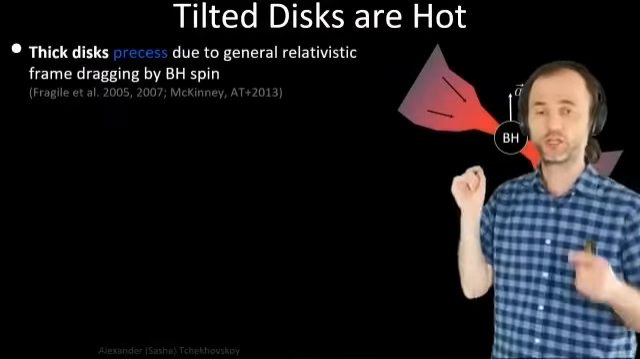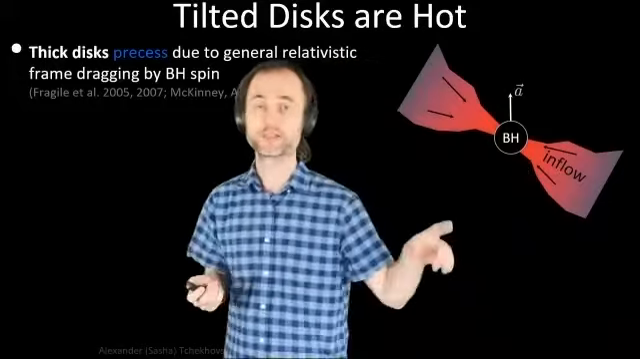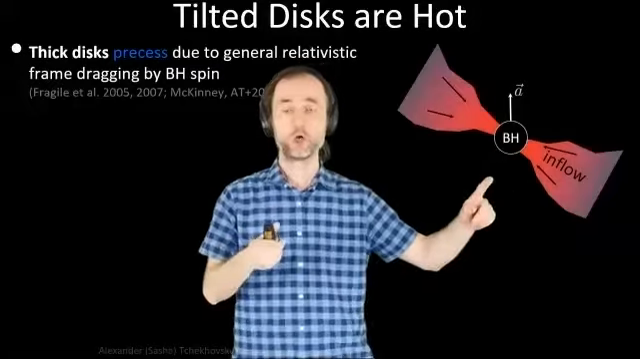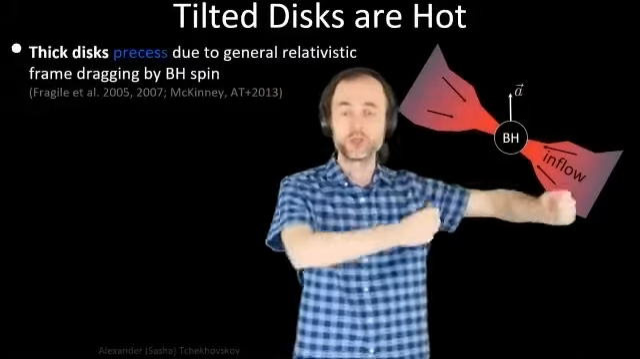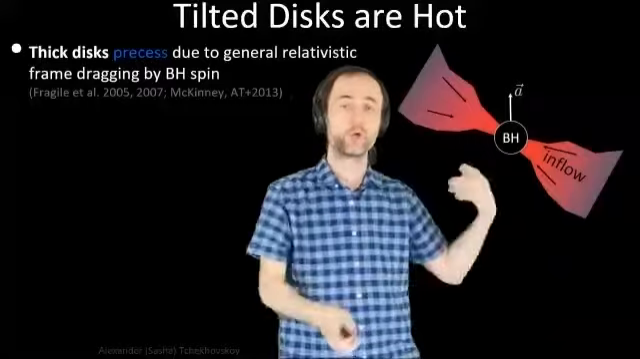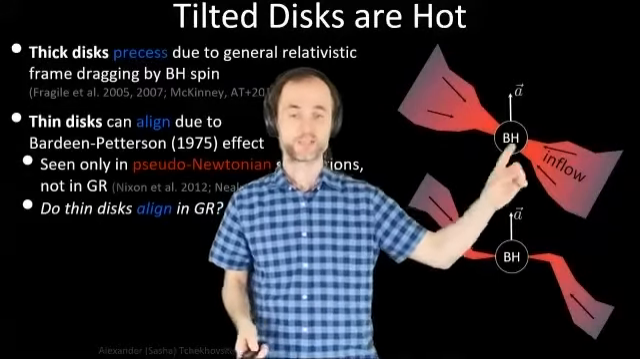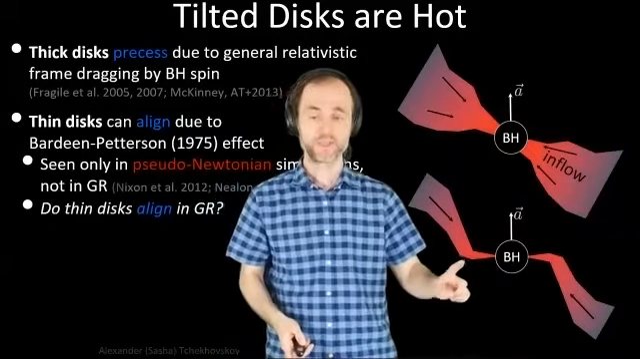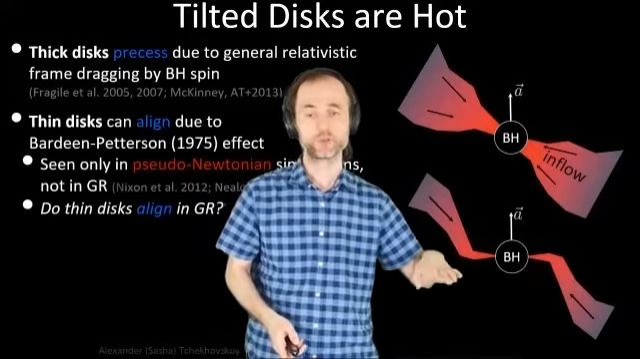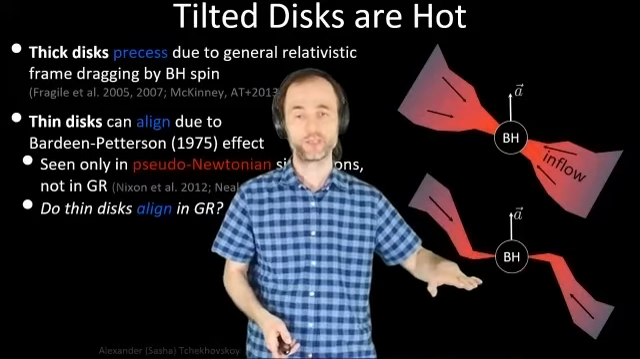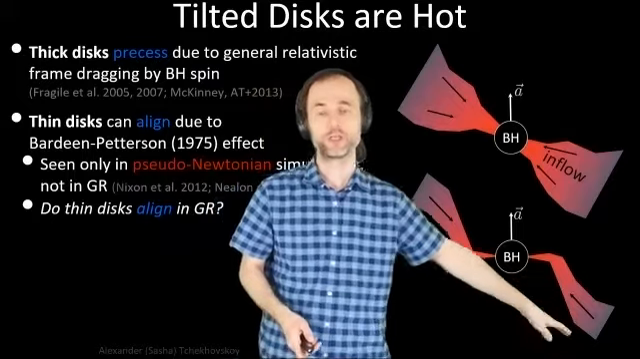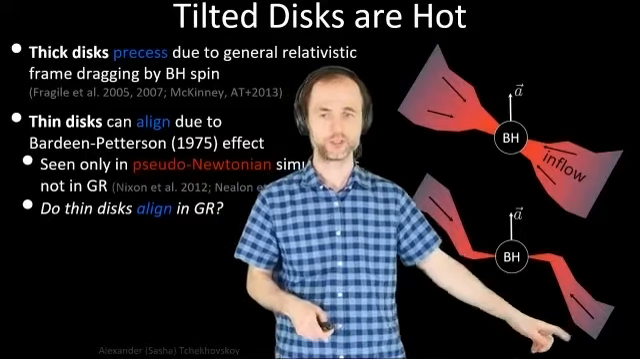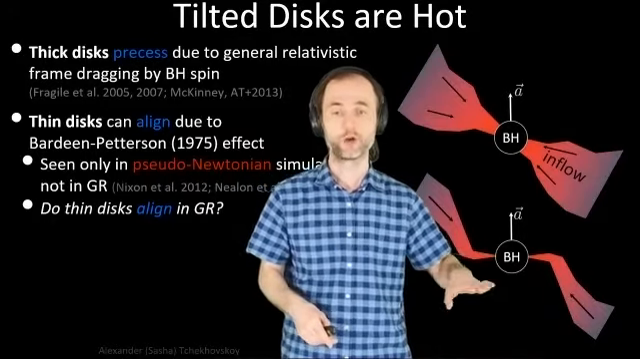So let us look at the theory of what we expect to happen to a tilted accretion disk. If the disk is thick, black hole space dragging will cause the disk to be dragged around the black hole and precess. That's what we expect for thick disks. For thin disks, we expect something cool. The inner parts of the disk, we expect them to flatten out in the equatorial plane of the black hole and transition smoothly to the tilt at which the disk is fed. This is called the Bardeen-Petterson effect.